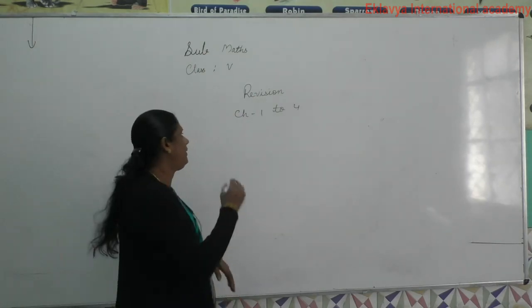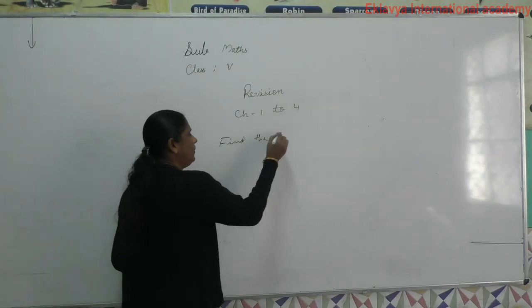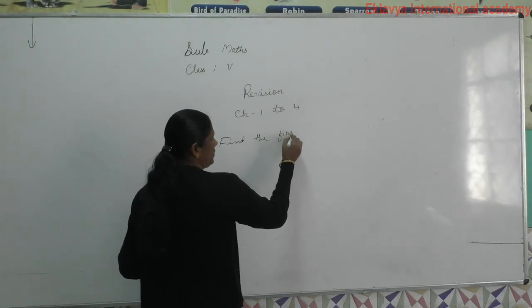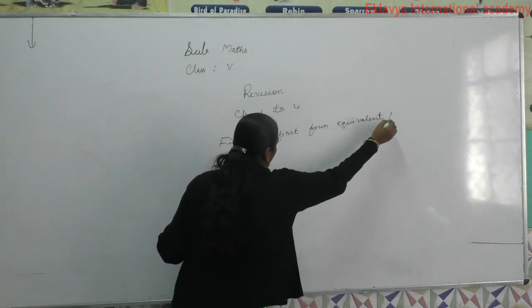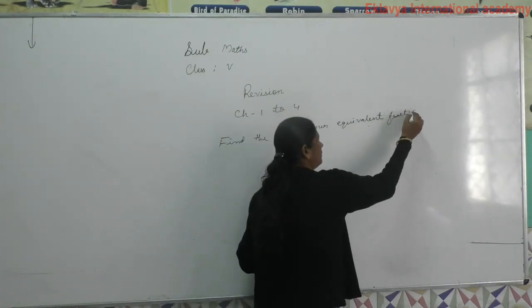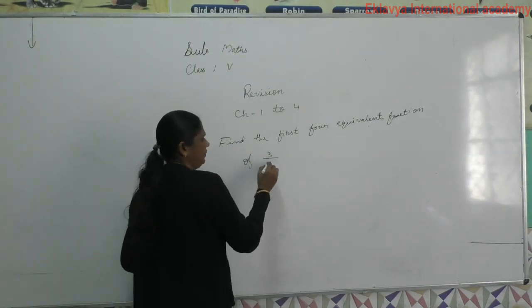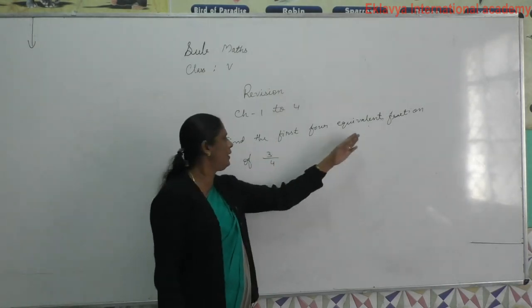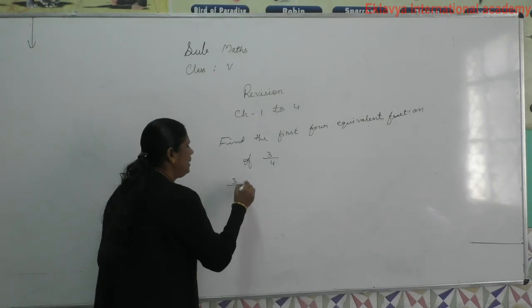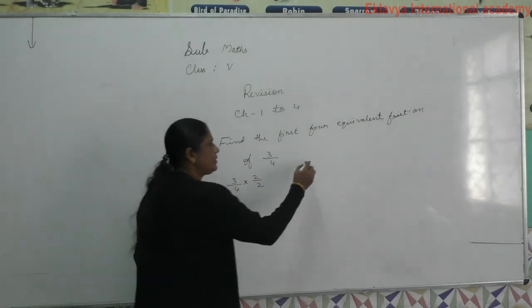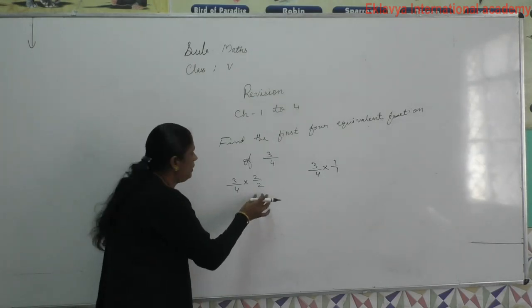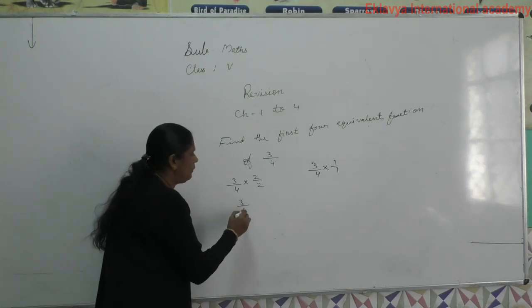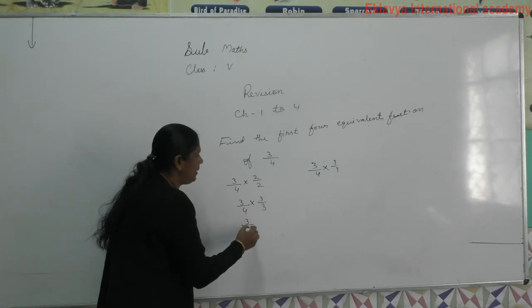Then find the first four equivalent fractions of 3/4. First you write 3/4 multiply 2/2. Why do you take 2/2? Because 3/4 multiply 1/1 gives the same number. Therefore, you start with 2/2. Again, our base fraction is 3/4 multiply 3/3. Again, 3/4 multiply 4/4. Then 3/4 multiply 5/5.